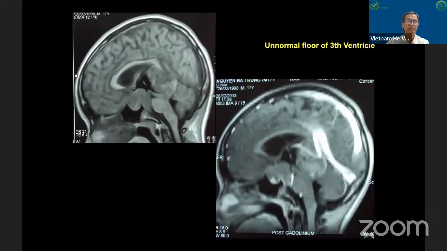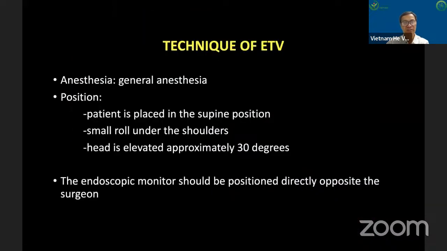And another exam, another patient, a 17-year-old boy. You can see we cannot find the floor of the third ventricle where we can make a hole, we can make a fenestration. We cannot do the ETV in this case.